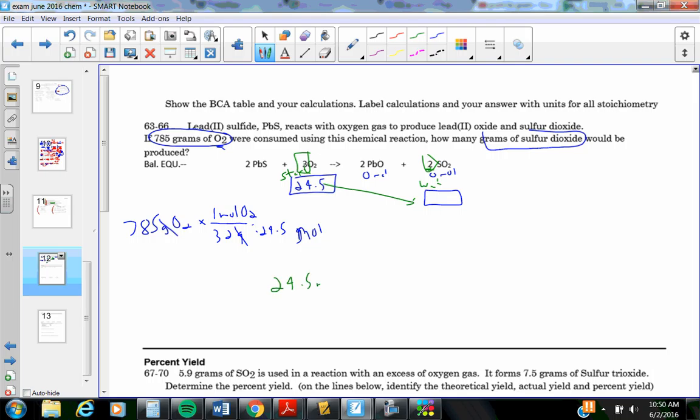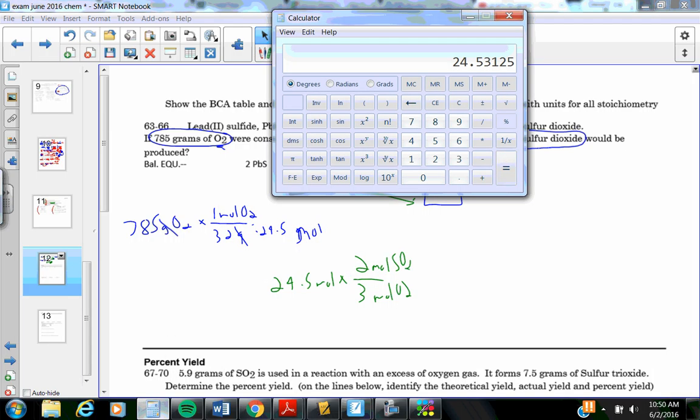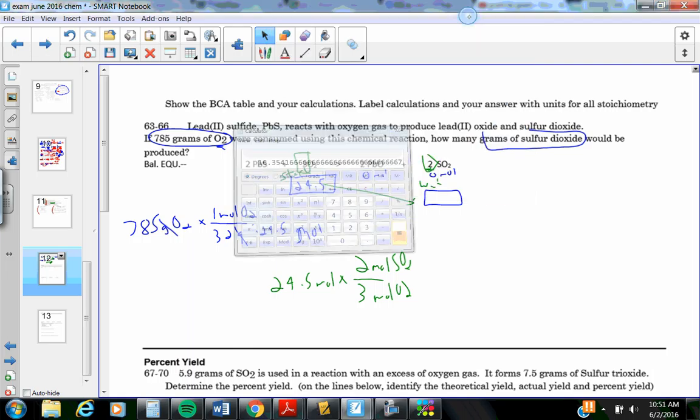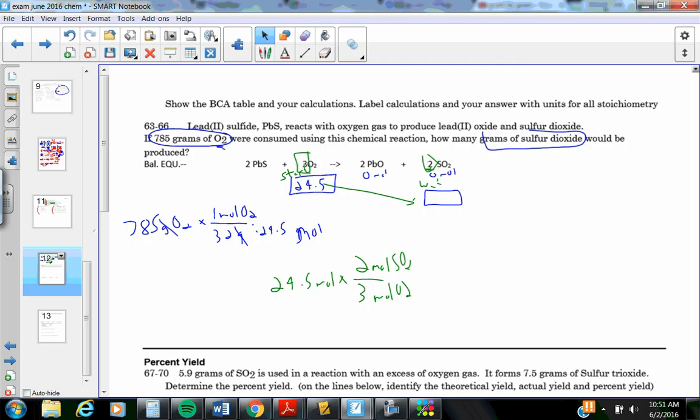24.5 moles times 2/3. Why 2? Because I want to know moles of SO2, but I was given moles of oxygen. 24.5 times 2 divided by 3, 2/3, equals 16.4. So the number that I'm trying to get to goes on top, that 2. That's 16.4 moles. You can make 16.4 moles of sulfur dioxide.